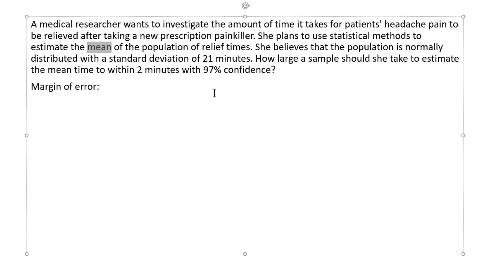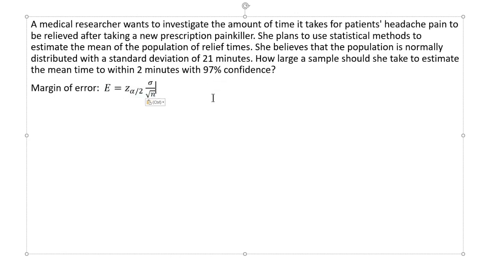There's a different one for margin of error for proportion. Okay, so please make sure that you know which formula to use. For the mean case, you have to use the critical value times sigma divided by square root of n. That's the formula for the margin of error.